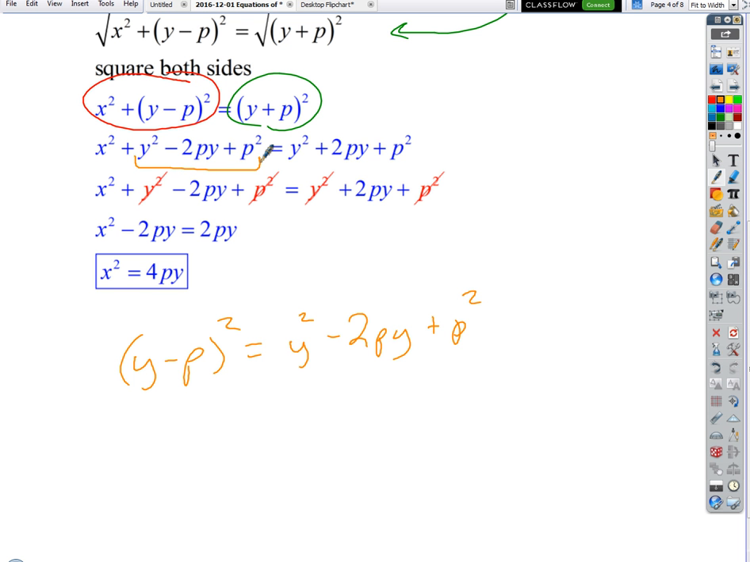Okay. What about y plus p squared? Same thing, that just becomes a plus. There it is, right there. All we did is expand those out. Okay. Why might we have done that?